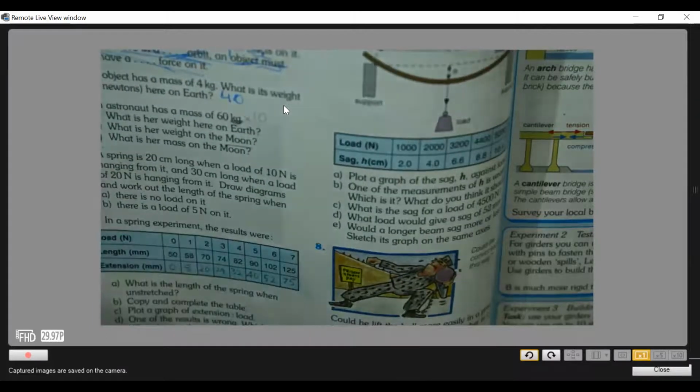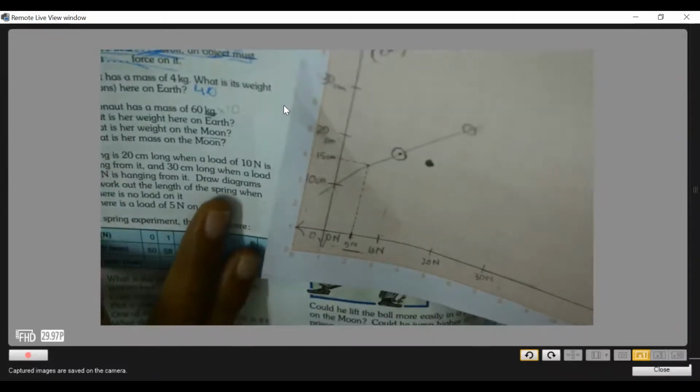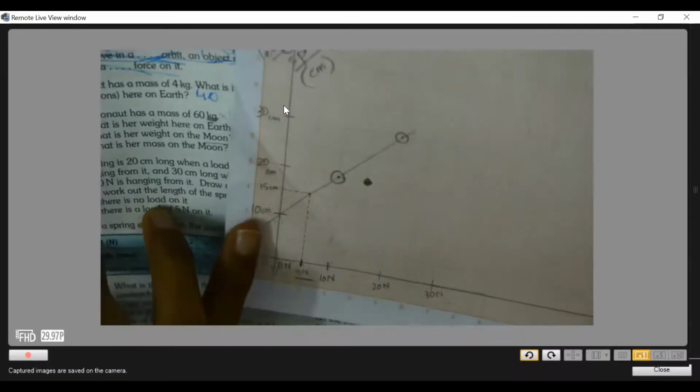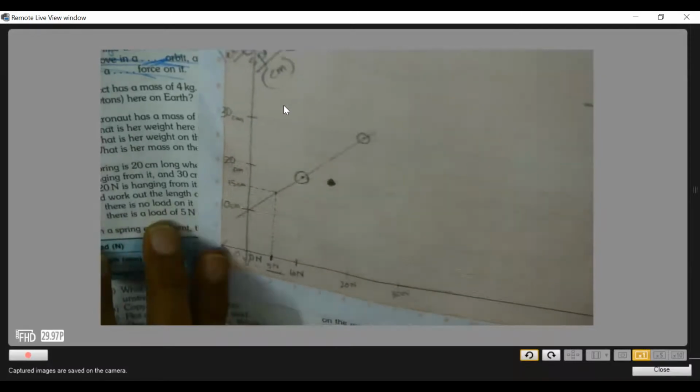Yes, teacher, I have a question. What is the weight on the moon? How do we find the answer? Okay, the question says draw diagrams and work out the length of the spring when there is no load on it. So that we know is 10 centimeters. Then there is a load of 5 Newton on it.